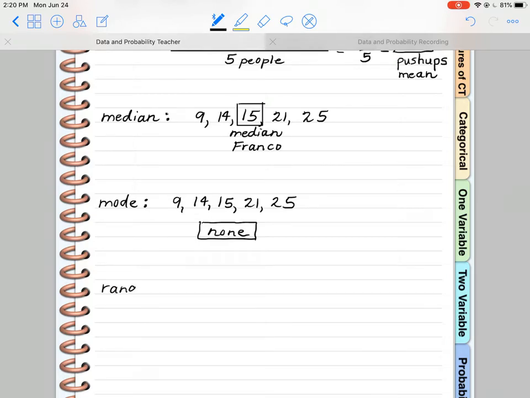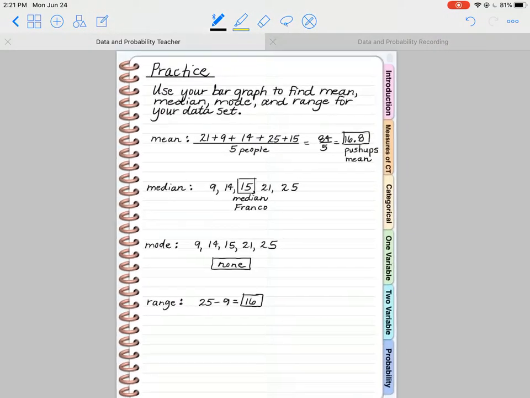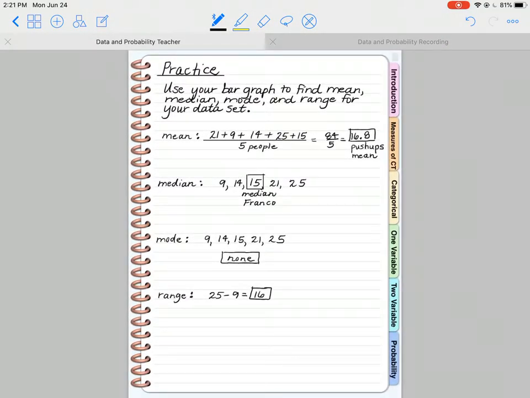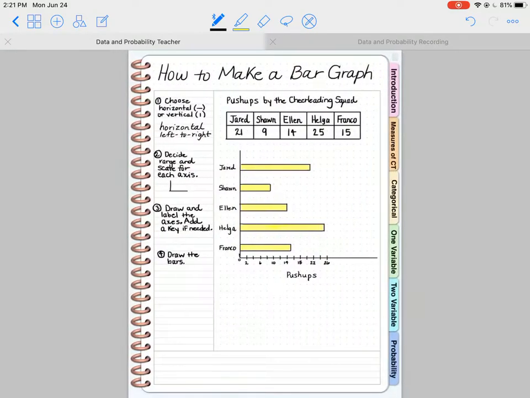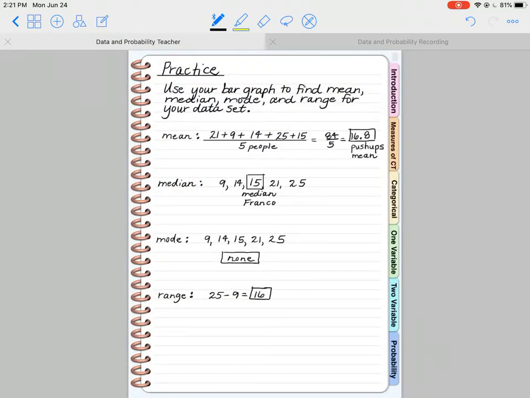And your range is always the most, which was Helga, minus the least, which was Sean. 25 subtract 9 is 16, and that is your range. So mean, median, mode, and range for your bar graph. This was a good exercise. We drew a graph. We figured out some math.